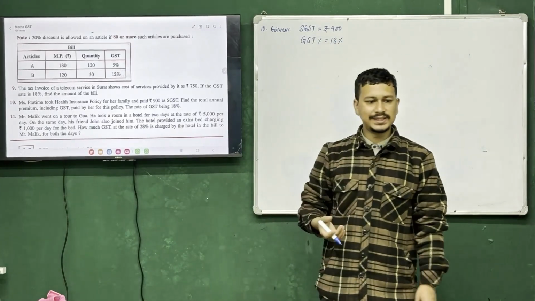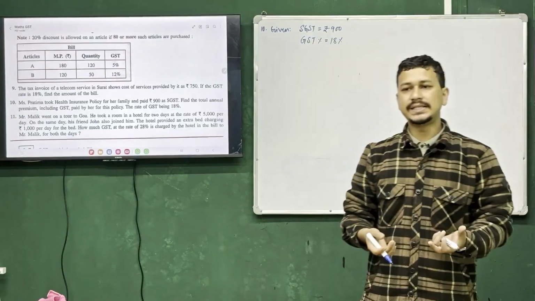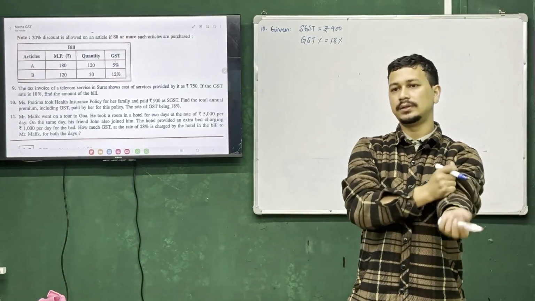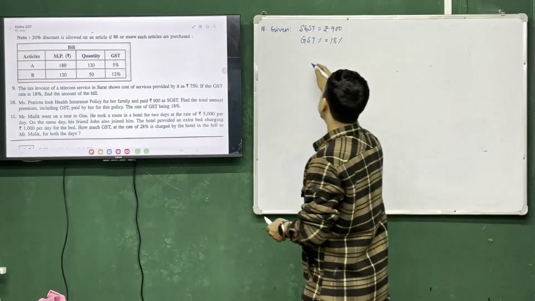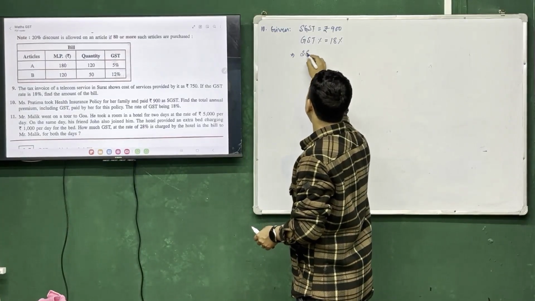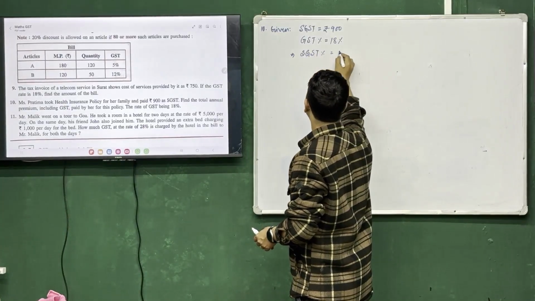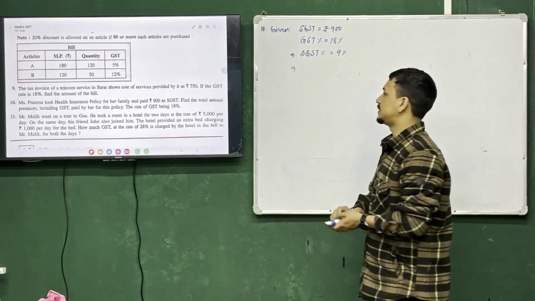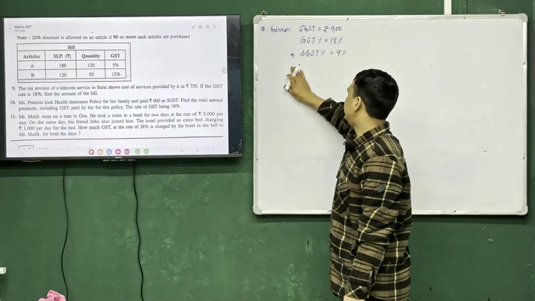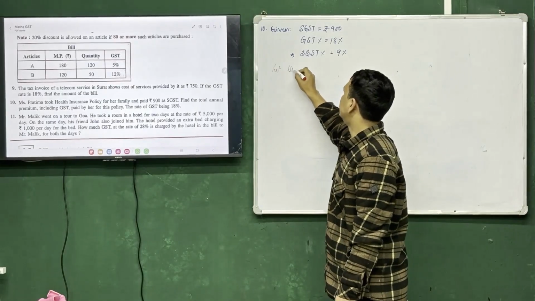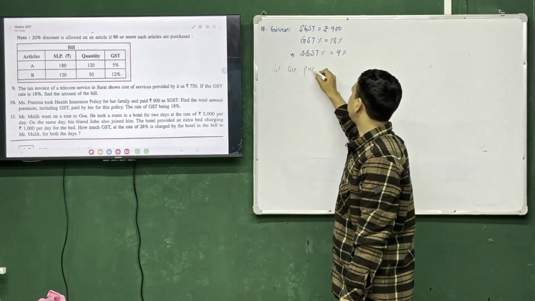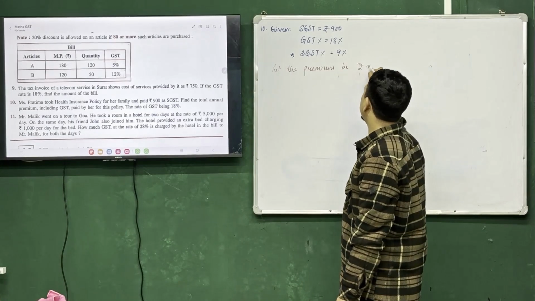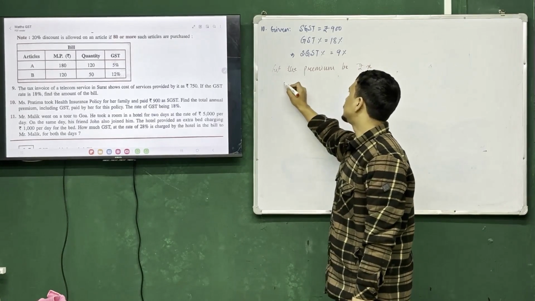Alright, so let's revise one more time. The GST rate is 18%. What will be the rate of SGST? 9%. That means SGST percentage will be 9%. But how much is the SGST? 900. So let the premium be rupees X.